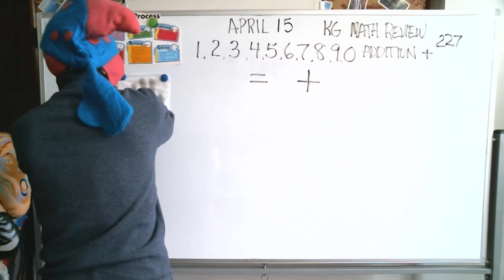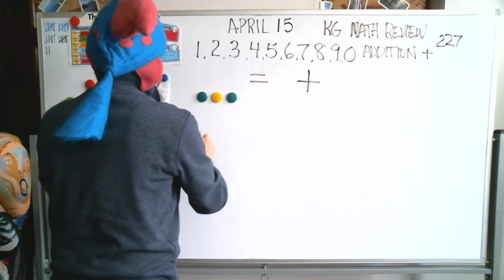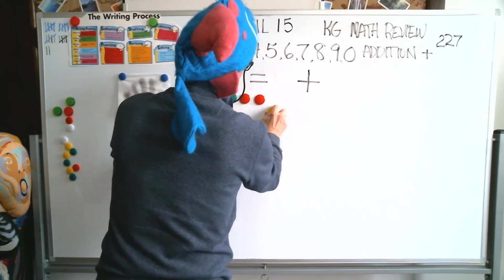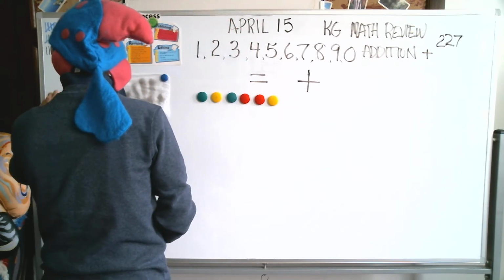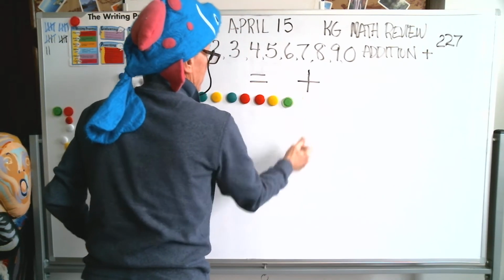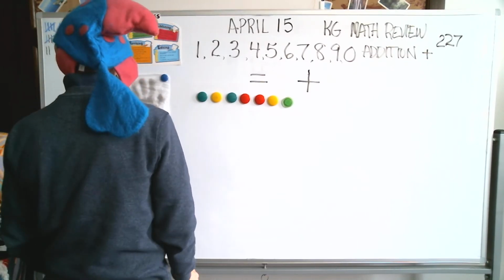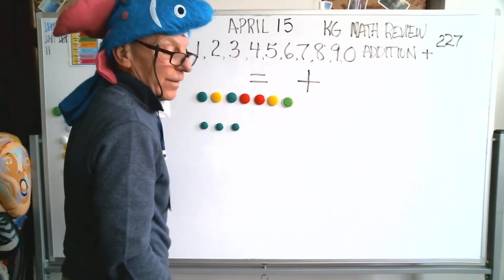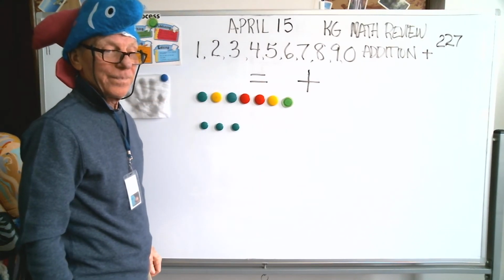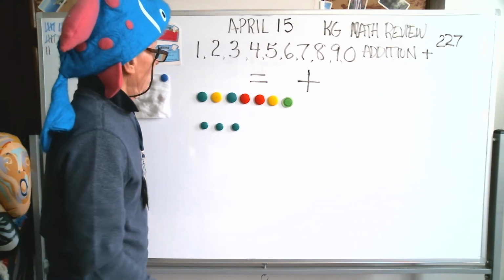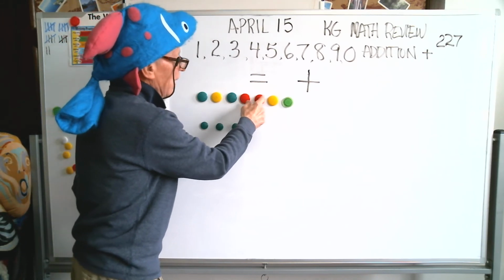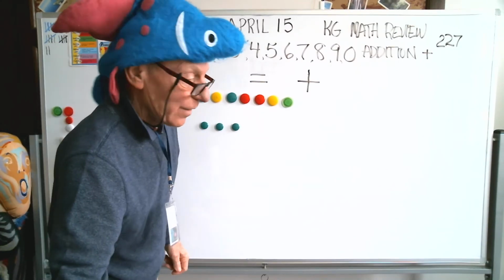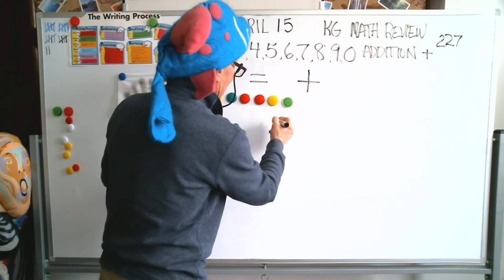We have 1, 2, 3, 4, 5, 6, 7 birds on the ground, and we have 3 birds in the air. 1, 2, 3, 4, 5, 6, 7, 8, 9, 10. Same thing. We've got 7.